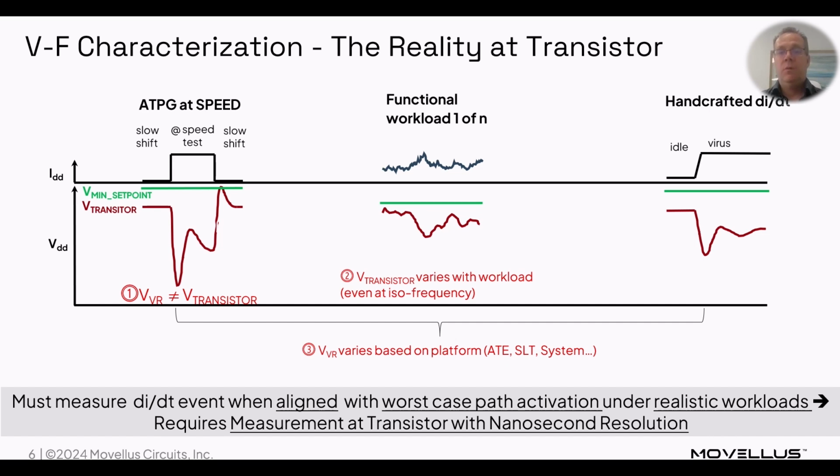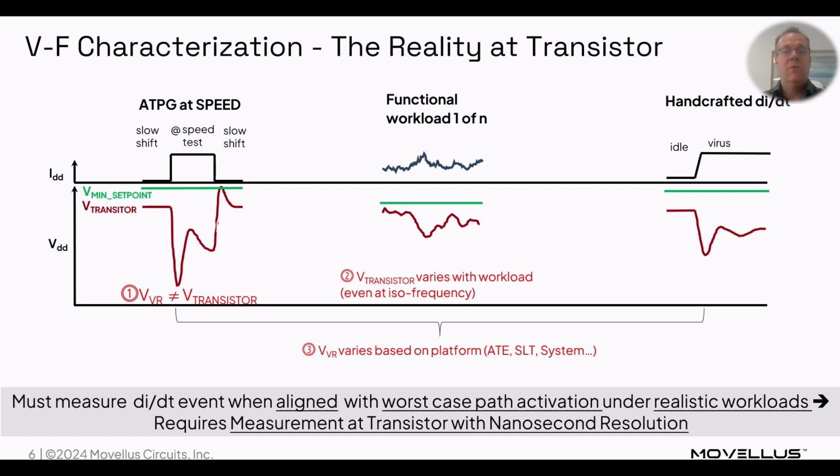Functional workloads vary with time, vary with space, location on the chip. Even for the same frequency, you can have fairly drastically different IR and droop events on chip. And again, the handcrafted worst case scenario of the virus workload can cause a significant droop on the supply. Conclusion here is that the Vmin set point at the voltage regulator needs to be determined and set based on a variety of factors, both the platform, the time, the location on the chip, could even be the temperature. And to measure the waveform on chip requires very fast nanosecond resolution timestamps on the data that you're gathering. Otherwise, you may miss a very fast, sharp droop event.